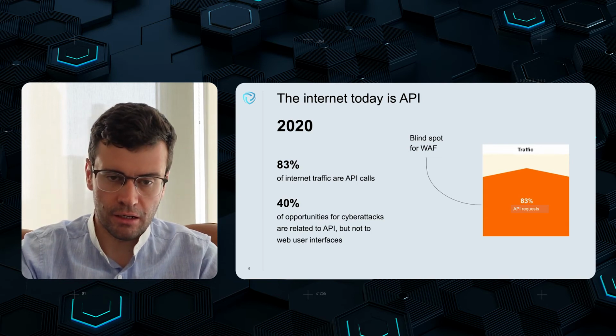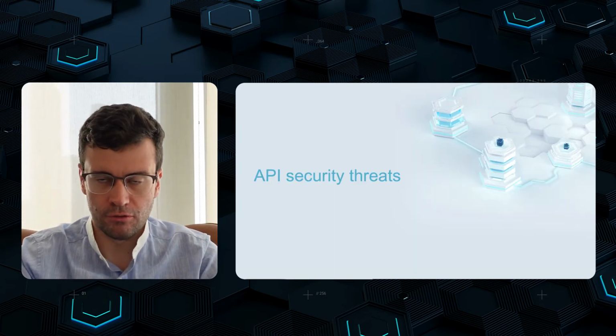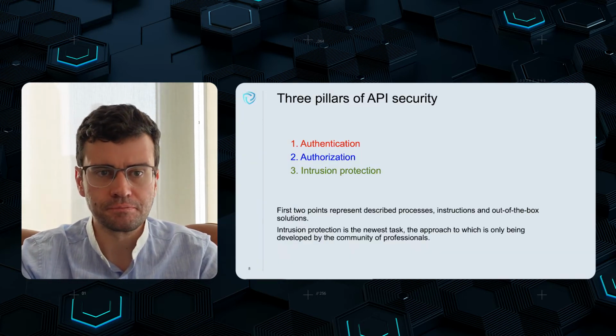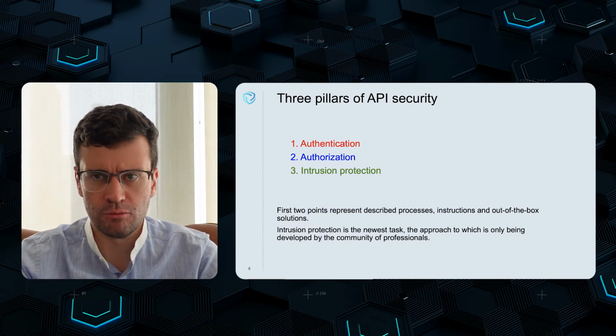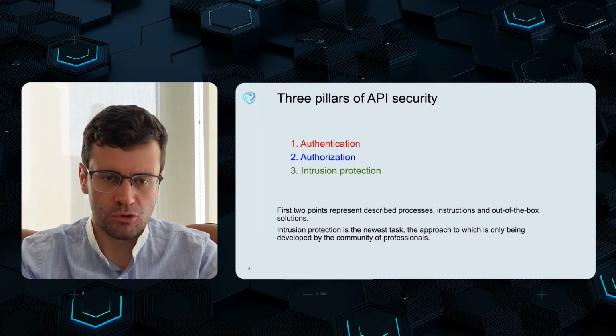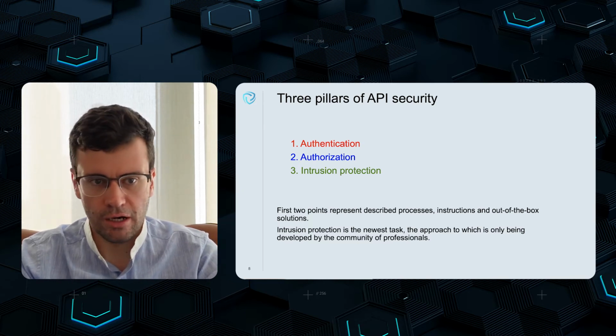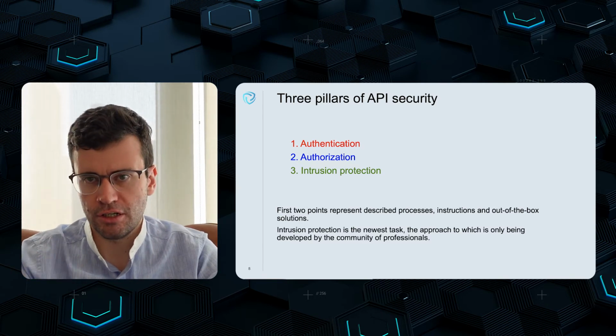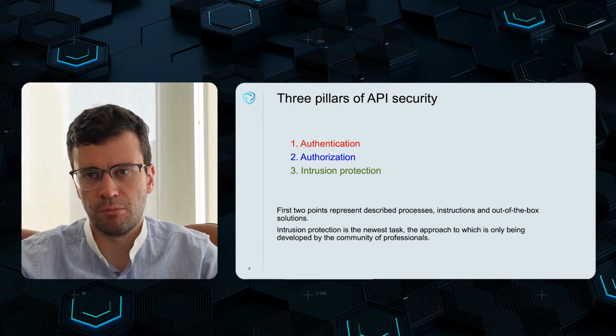And now a little bit about security and threats on API protection in a general sense, so that we understand what happens, what to protect against, what are the pitfalls, and what to do about them. API security can be divided into three main classes, or you could say it's of three pillars. The first one is authentication, the second is authorization, and the third is protection against intrusion.